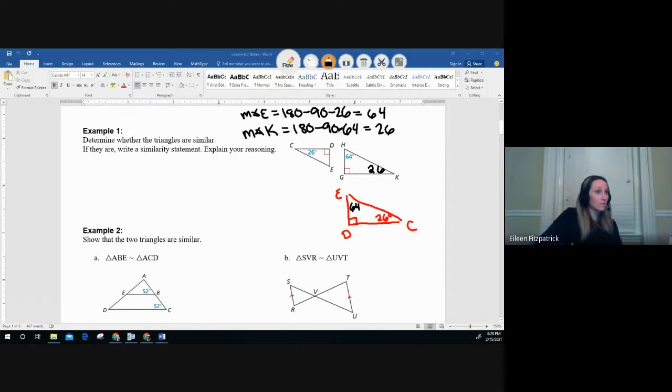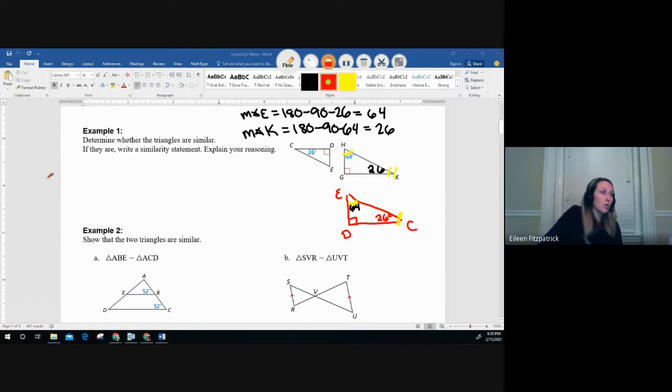I actually have more information than I need to state that the two triangles are similar, right? I have this angle congruent to this one. I have this angle congruent to this one. That's enough: two angles of one congruent to two angles of another. That's enough to state that the two triangles are similar. But I actually have the third angles too, the 90-degree angles, they were given.